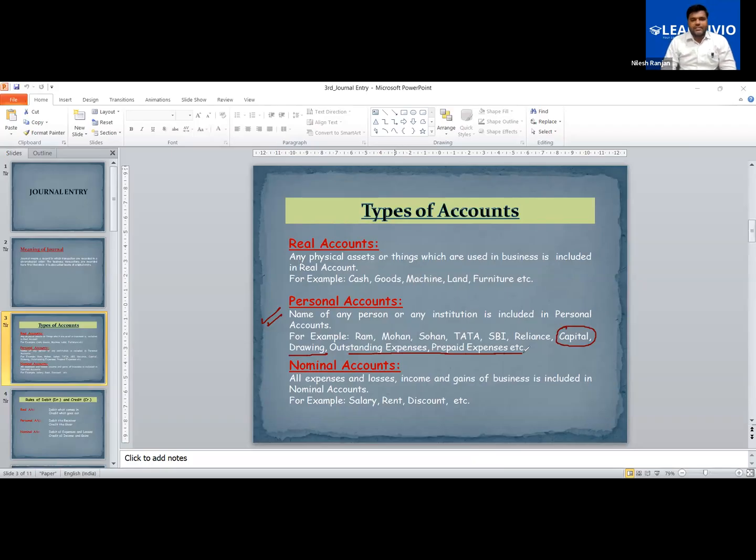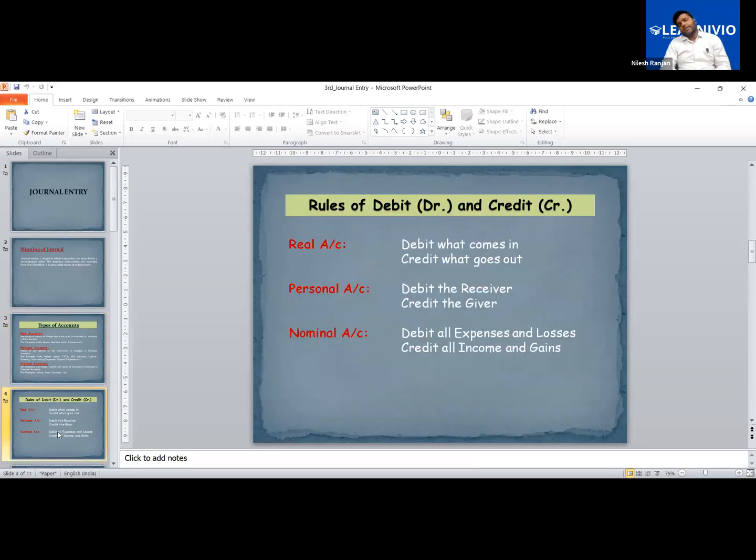Okay. So these are the real, personal, and nominal account. Tell me if you have any confusion in these three. Okay, now the rules. Rules of debit and credit. For real account, it is debit what comes in, credit what goes out. For personal account, it is debit the receiver, credit the giver. For nominal account, it is debit all expenses and losses, credit all income and gains.